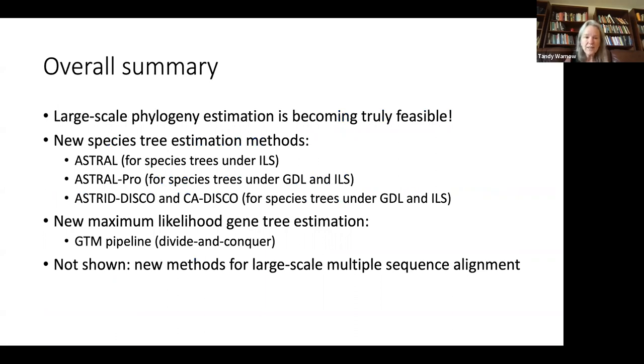So my summary for this talk is large scale phylogeny estimation is really becoming feasible if you want to use genome scale data. For species tree estimation addressing ILS alone, ASTRAL is the dominant method. It's not the only method, but right now it's the dominant method. ASTRAL-Pro is probably the dominant method for species tree estimation under GDL and ILS, but ASTRAL-DISCO and concatenation analysis with DISCO are actually quite feasible alternatives and faster. At least ASTRAL-DISCO is faster. And we can do maximum likelihood gene tree estimation on ultra large data sets now. And what I haven't shown is that some of these methods are also useful for multiple sequence alignment, but that would have been another talk.